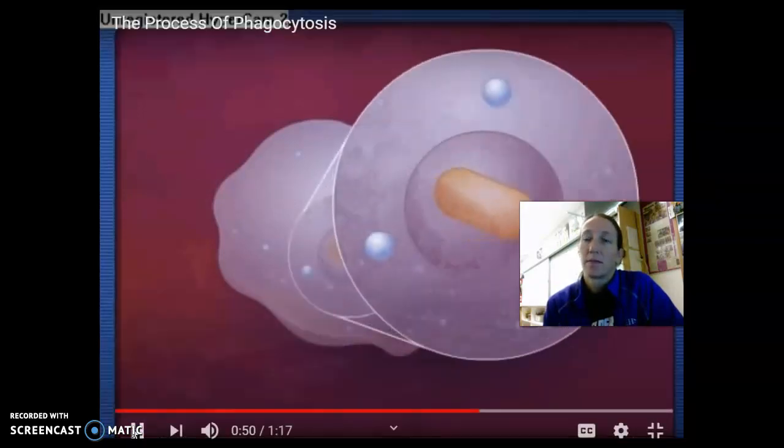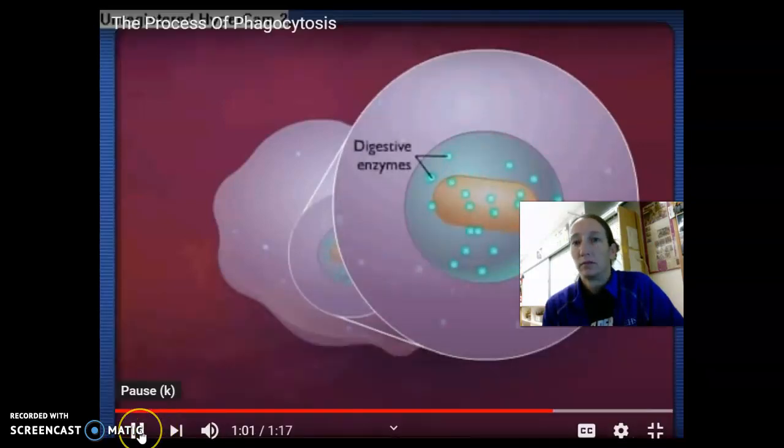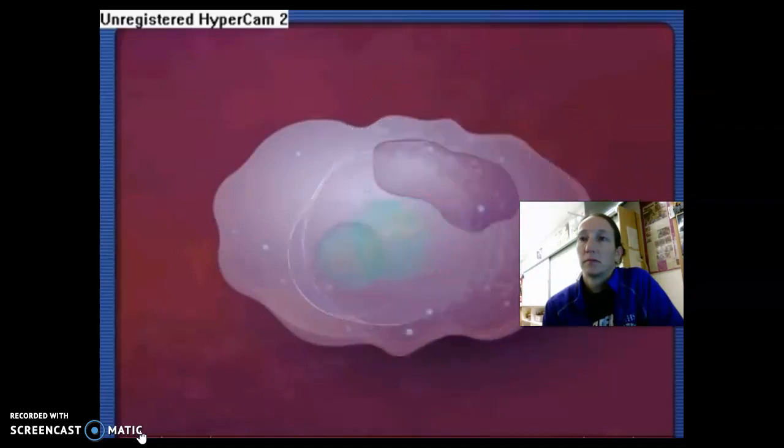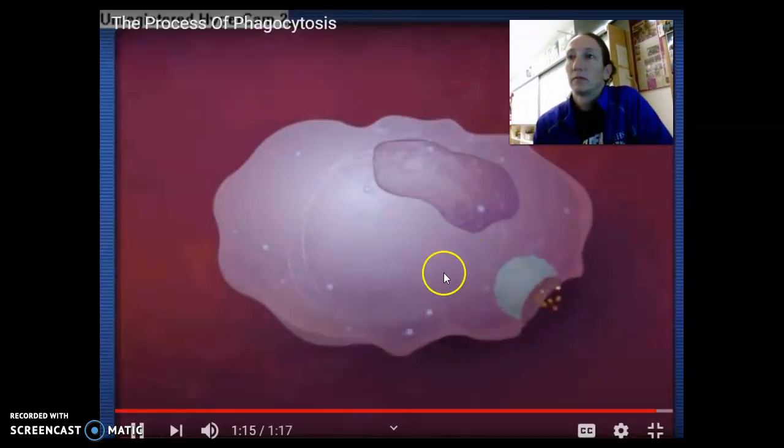In the cytoplasm, lysosomes fuse with the phagosome, releasing digestive enzymes such as lysozyme and proteases into the phagosome. The structure resulting from this fusion is called a phagolysosome. Inside the phagolysosome, microorganisms are killed and digested. Finally, the digestive contents of the phagolysosome are eliminated from the phagocyte by exocytosis.